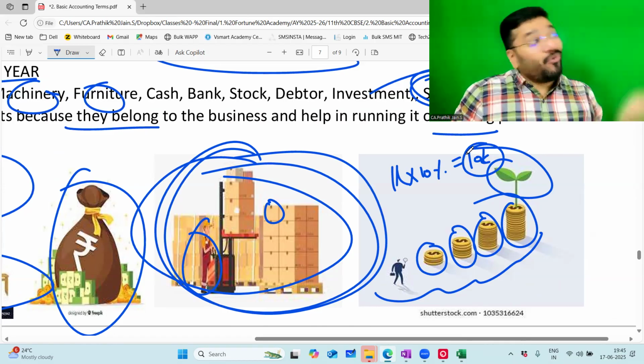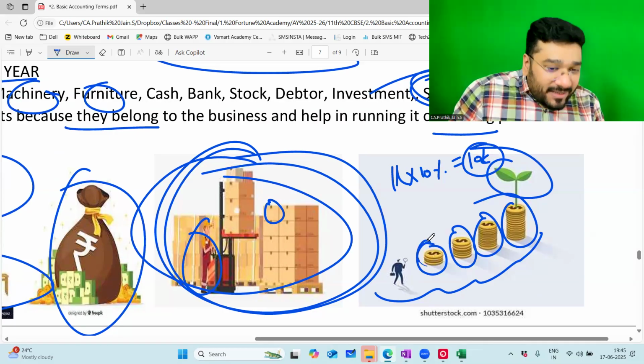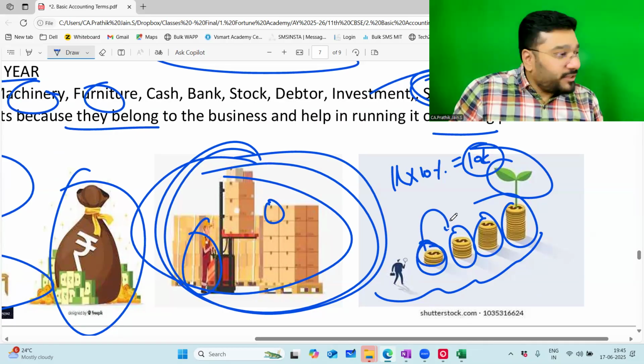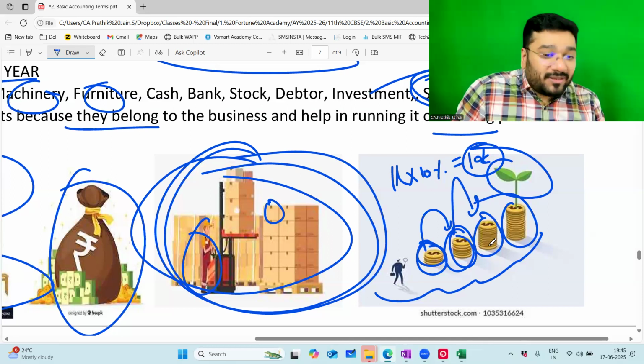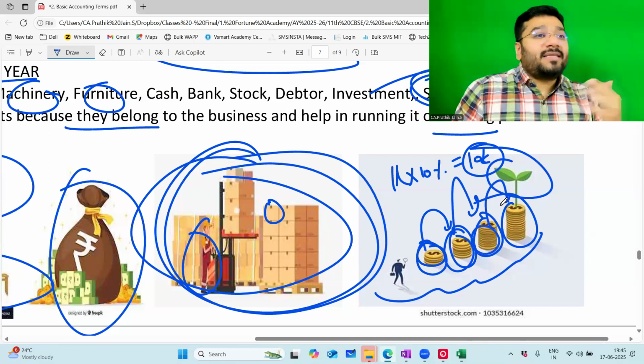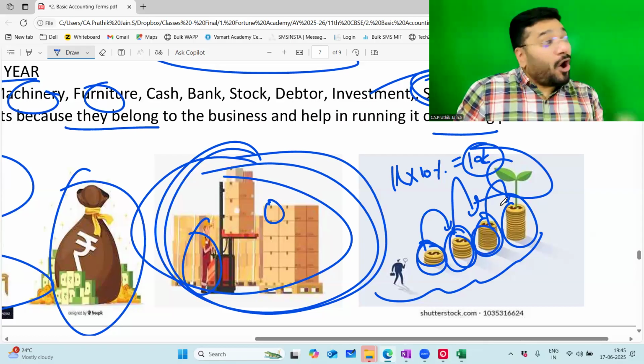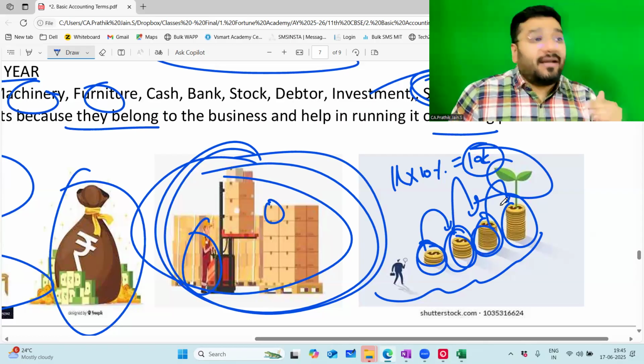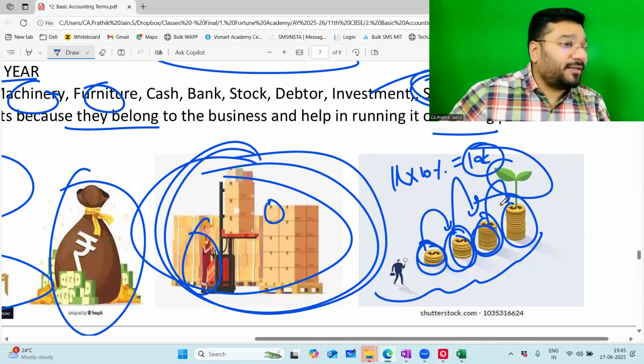So money earned more money for me. I invested so much money, and this money earned so much. So what is investment? Earning money on money is called investment.